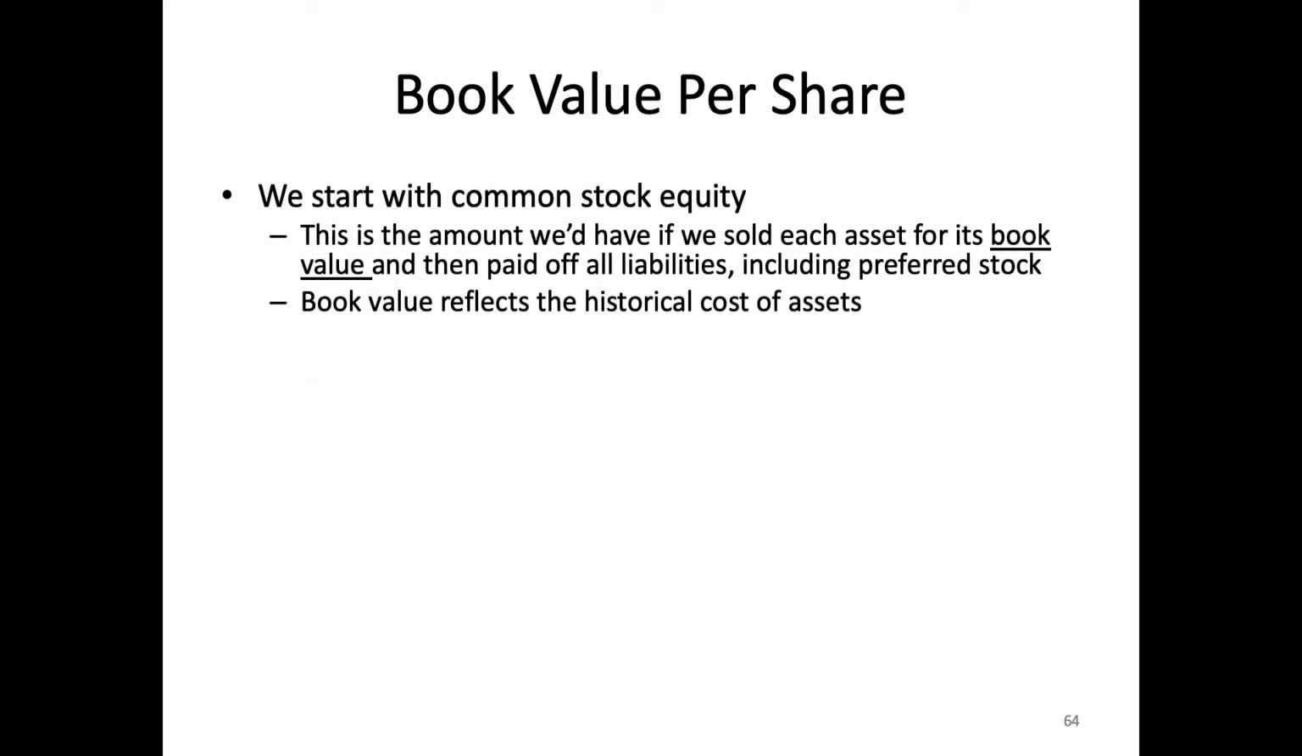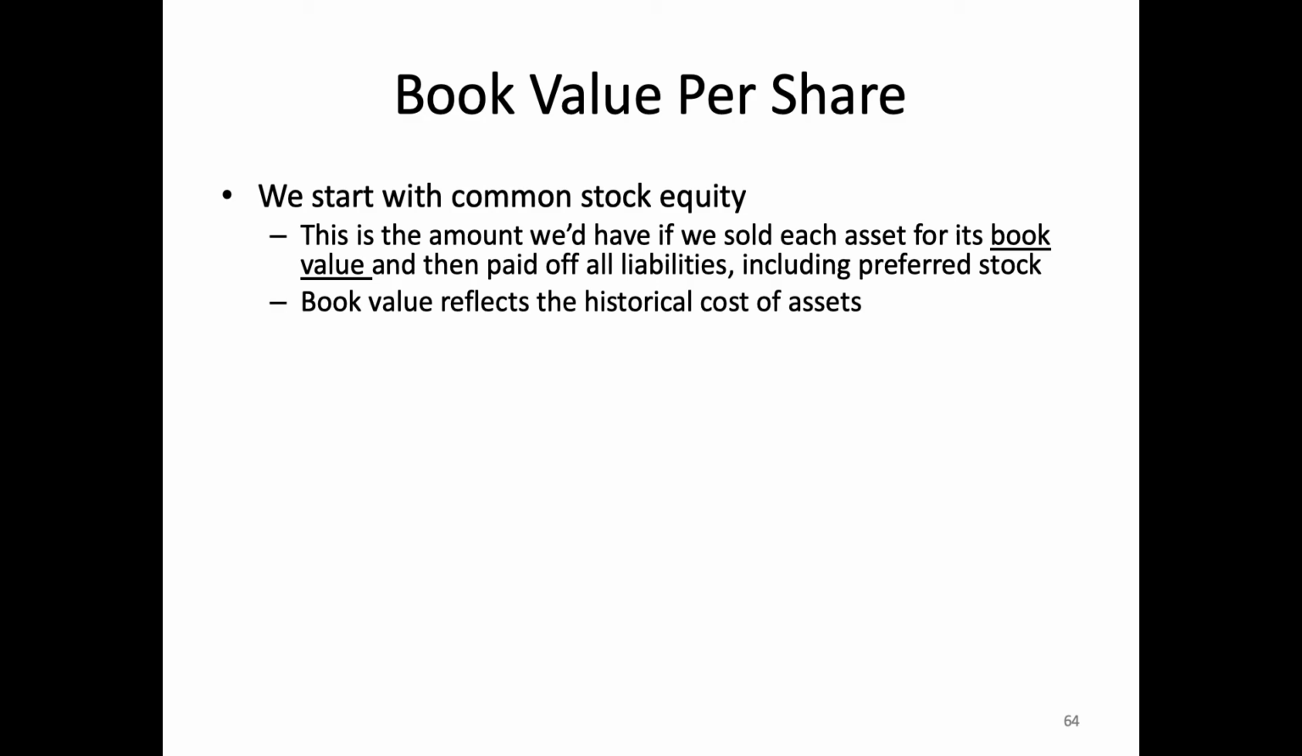So we start with common stock equity. We're going to do book value per share. We're trying to figure out the different ways to value a stock. Like we did the free cash flow model, and that works whether the firm pays a dividend or not. We did the zero growth model, which really pertained to a preferred stock. And now we're going to think about what the book value per share is.